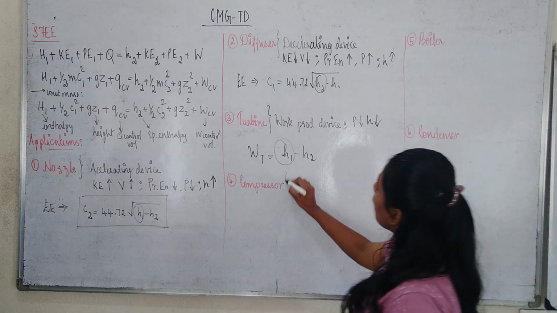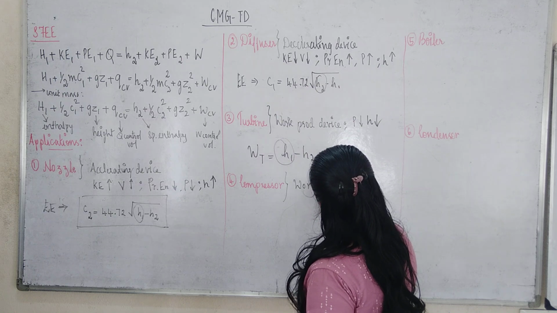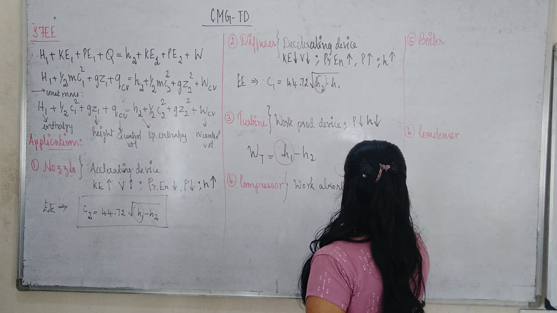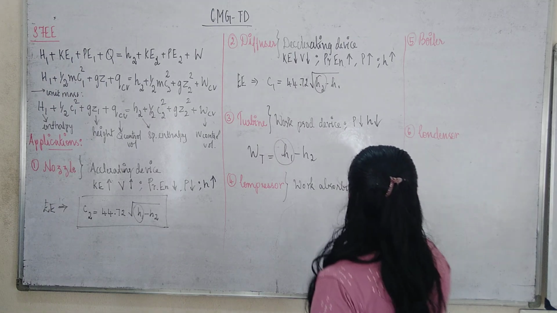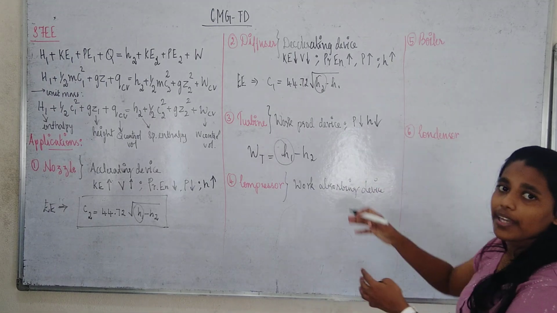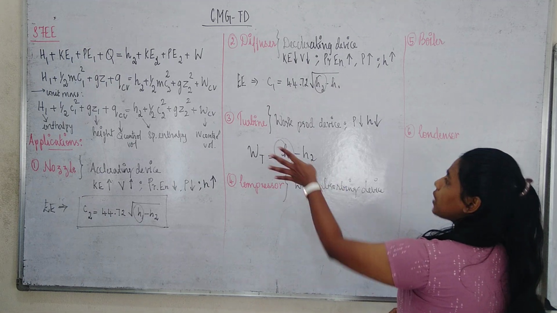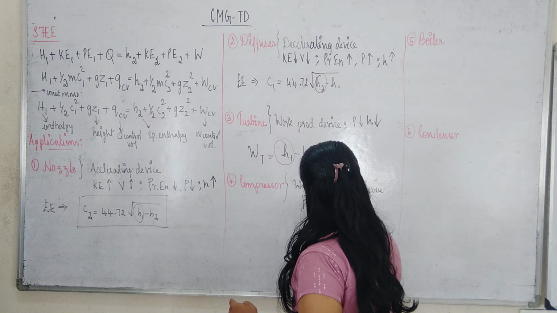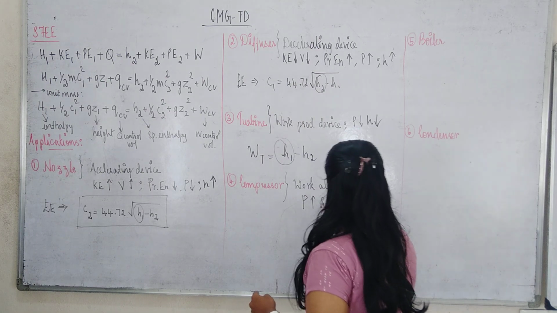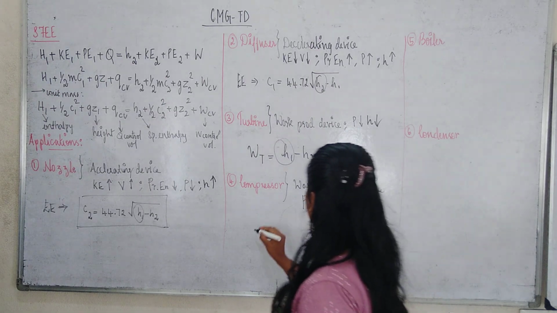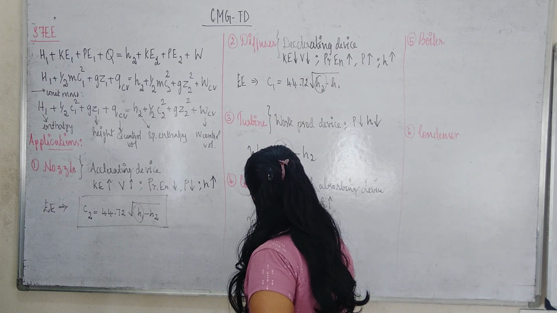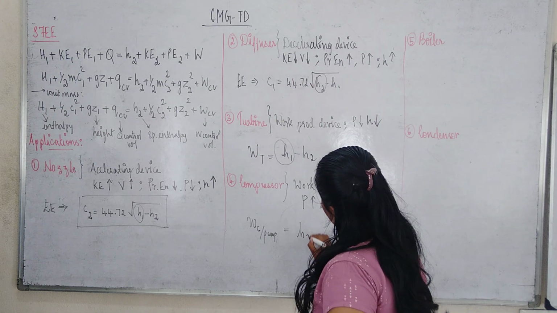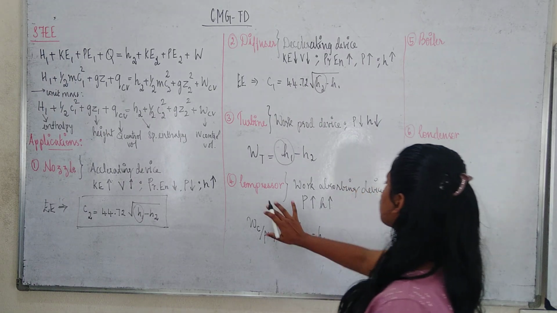And next when we come to the compressor, the compressor is a work absorbing device. The opposite of the turbine happens here, because the turbine is a work producing device and the compressor is a work absorbing device. So here pressure increases and enthalpy too increases. So the work done in the compressor or pump will be equal to H2 minus H1. So this is all about the compressor.